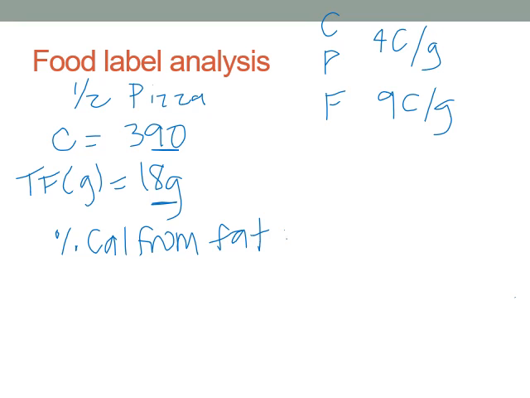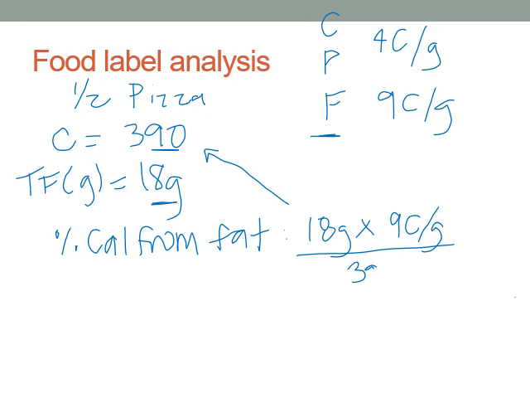So where it says percent calories from fat, this is where you have to do a little bit of math, right? So we have our total grams of whether it's a carb, protein, or fat. In this case, we have 18 grams of fat, right? And then we're going to multiply that by calories per gram. So remember, fats have 9 calories per gram. And then we're going to divide that by the total calories per serving, which, if you guys remember, is 390. So we have 18 times 9.